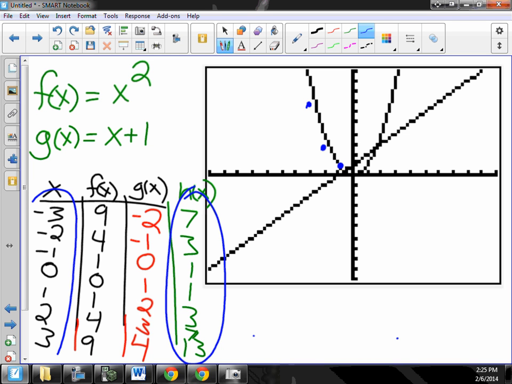And then it's hard for me to see. Help me out. 0, 0, 1 is right there. 1, 3. So 1, 3 is right there. 2, 7. So right here. And 3 is going to be way up above. Can anybody make sense of that?